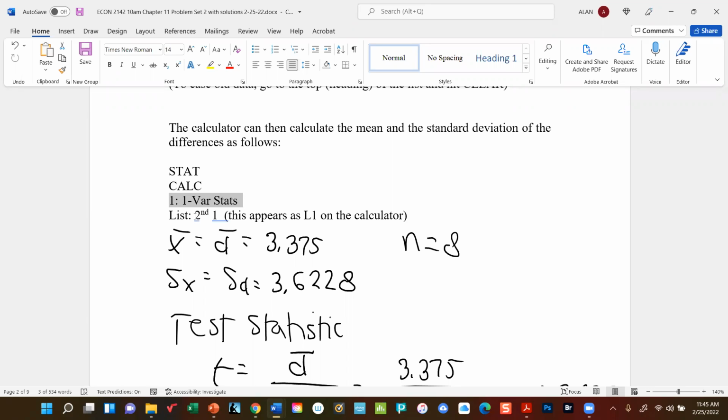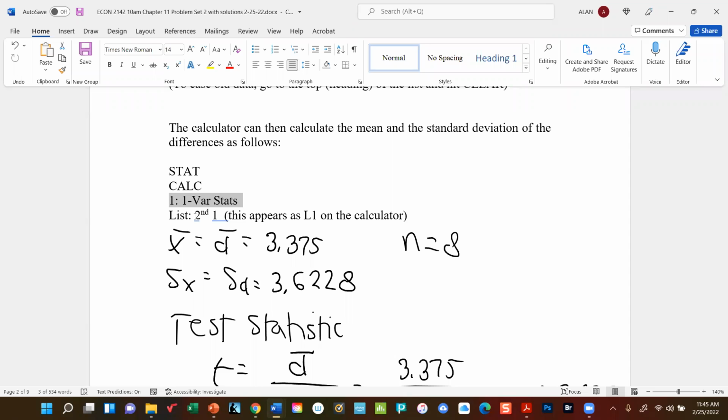Okay. You can tell by looking at the 1 button directly above it in the tiniest imaginable print, it does actually say L1. That is there because that's one of the second functions. So once you've done that, it comes back with all the information you need. It's got a huge string of numbers, but the ones we need are what it's calling x bar, which we're calling D bar, which is 3.375. And then Sx is what it's calling what we're calling SD, and that is 3.6228. And finally, at the bottom, it's reminding you that the sample size n is 8.